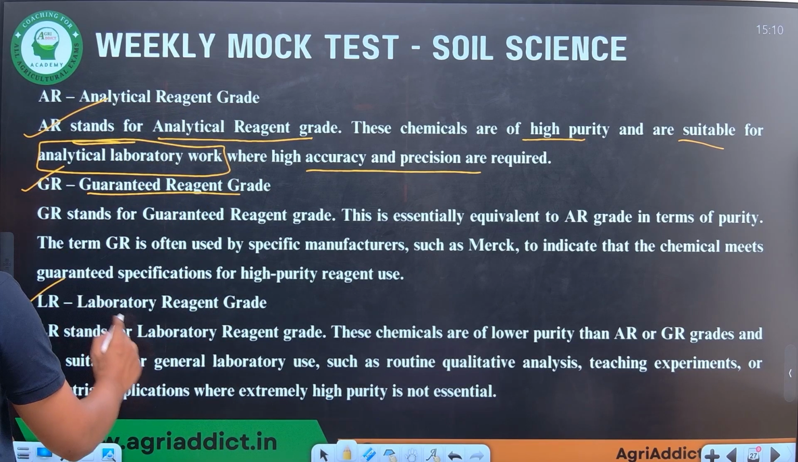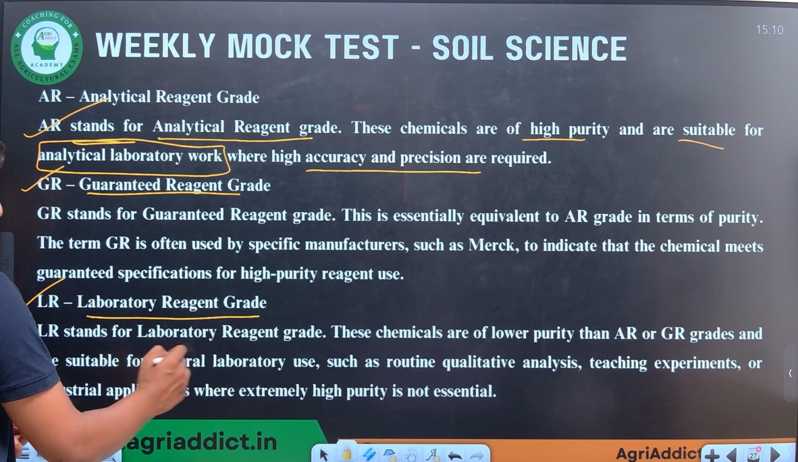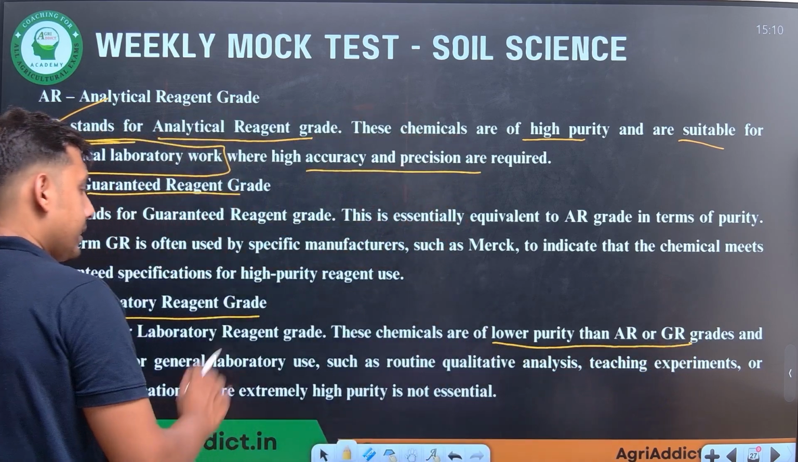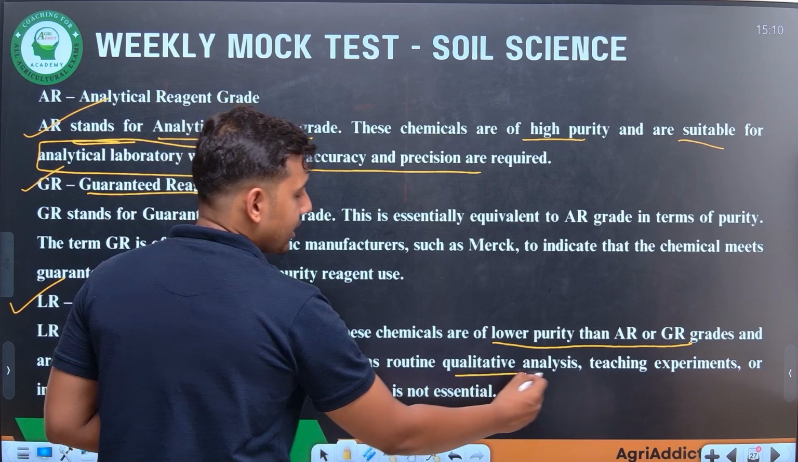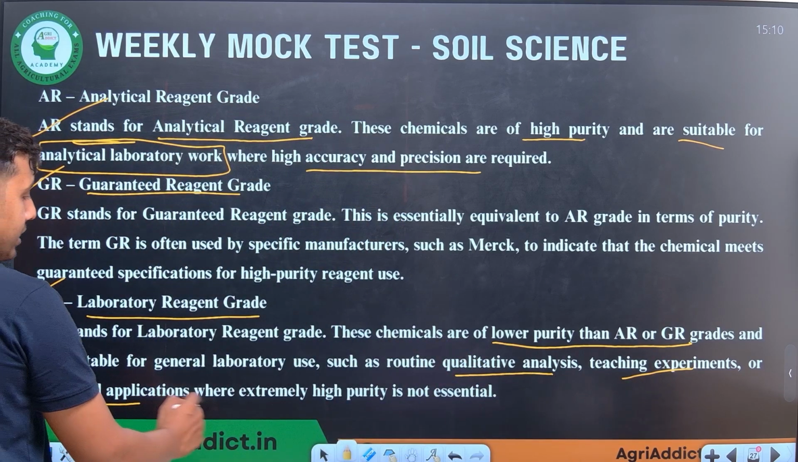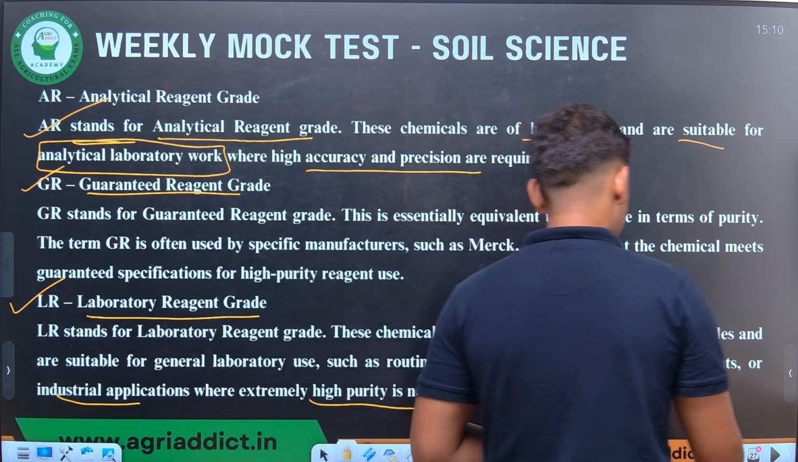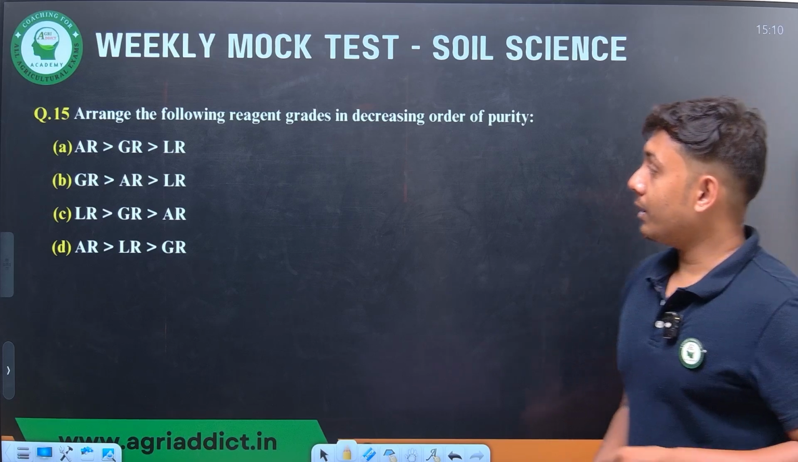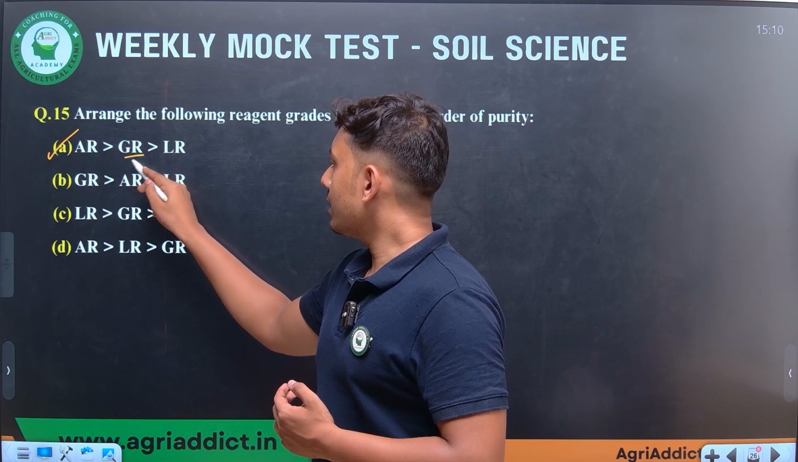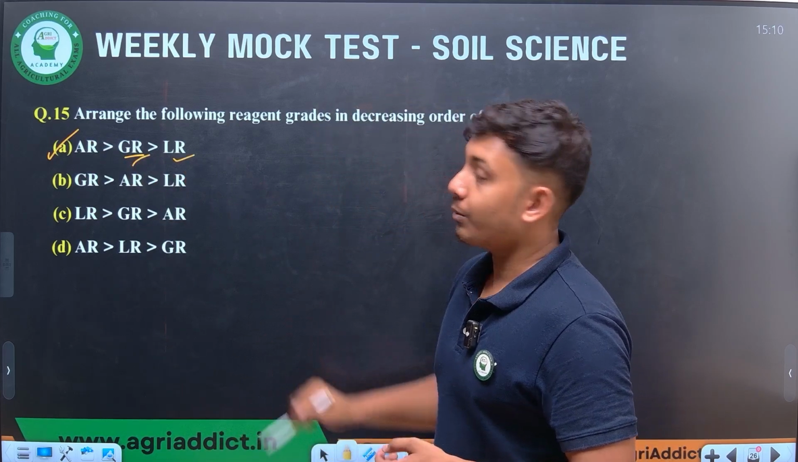And what is LR? LR is laboratory reagent grade. It has lower purity than the AR and GR grades, and is mainly used for routine qualitative analysis and teaching experiments, and also for industrial applications where extremely high purity is not essential. So what will be the sequence? The highest purity is analytical grade, then GR, that is guaranteed reagent, then LR, that is laboratory reagent. Okay.